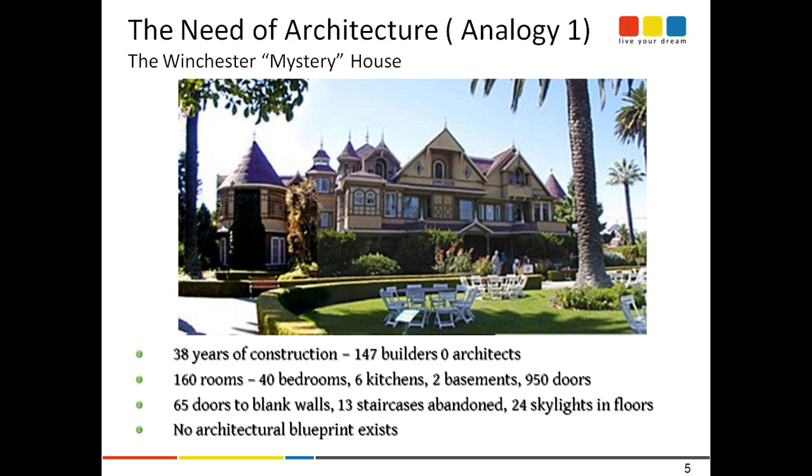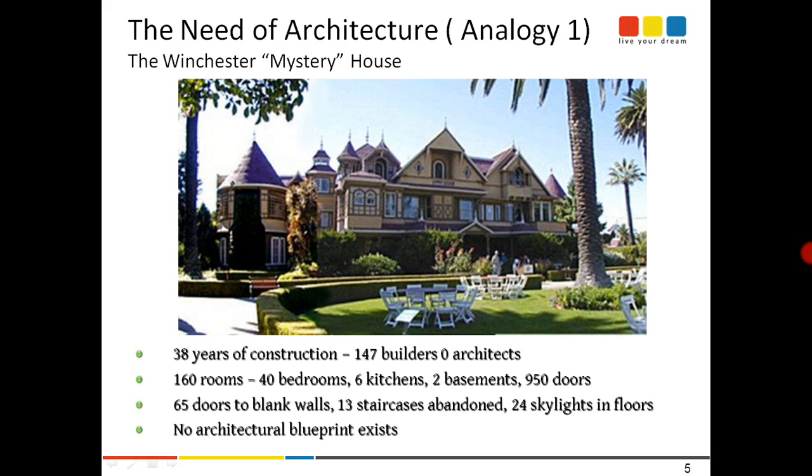See what happened: this particular house took 38 years of construction, 147 builders. Look at it, basically 160 rooms, and it has 40 bedrooms. And look at some of the issues: there are 65 doors to blank walls, 13 staircases abandoned, and 24 skylights in floors. Now look at it and try to compare this with software architecture.